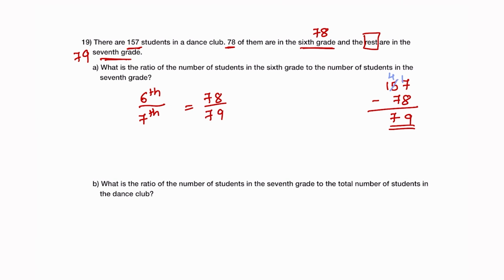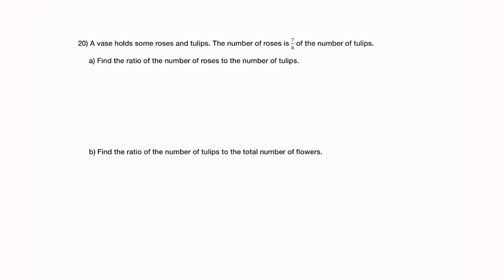Next part. What is the ratio of the number of students in the 7th grade? So 7th to the total number. So we have total here of students in the dance club. So this is basically 7th is 79 and total is here, right? So that is 157. And it's done. Wow. Here comes question 20.